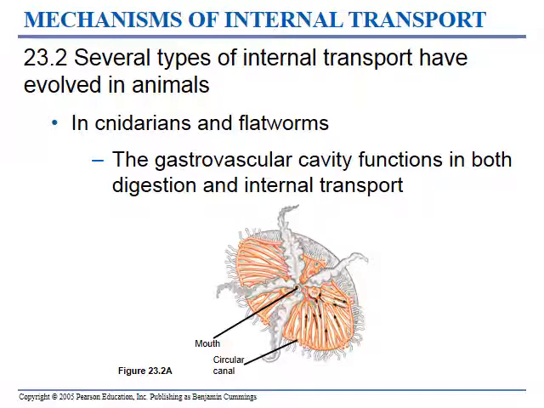All right. There are several types of internal transport in animals. The cnidarians and flatworms have a gastrovascular cavity. So it's much more open, and they can just take in stuff. It's a more open system, and it is both digestion and internal transport. So they combine it, kind of an interesting thing.